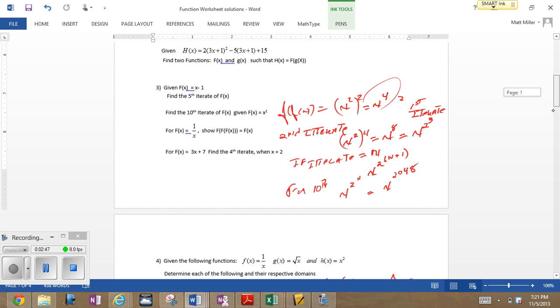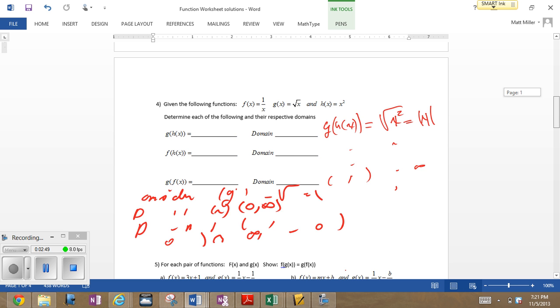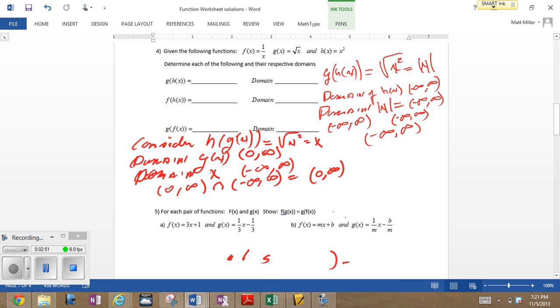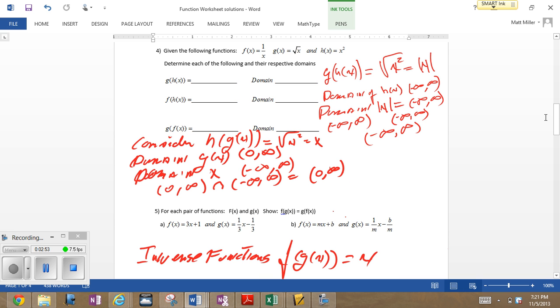Moving along, for some other examples. The composition of functions needs to be mindful of the domain that is determined as a result of the composition. So g of h of x is easy enough to do, but remember this: the square root of x squared is by definition the absolute value of x. We showed you that on the calculator.